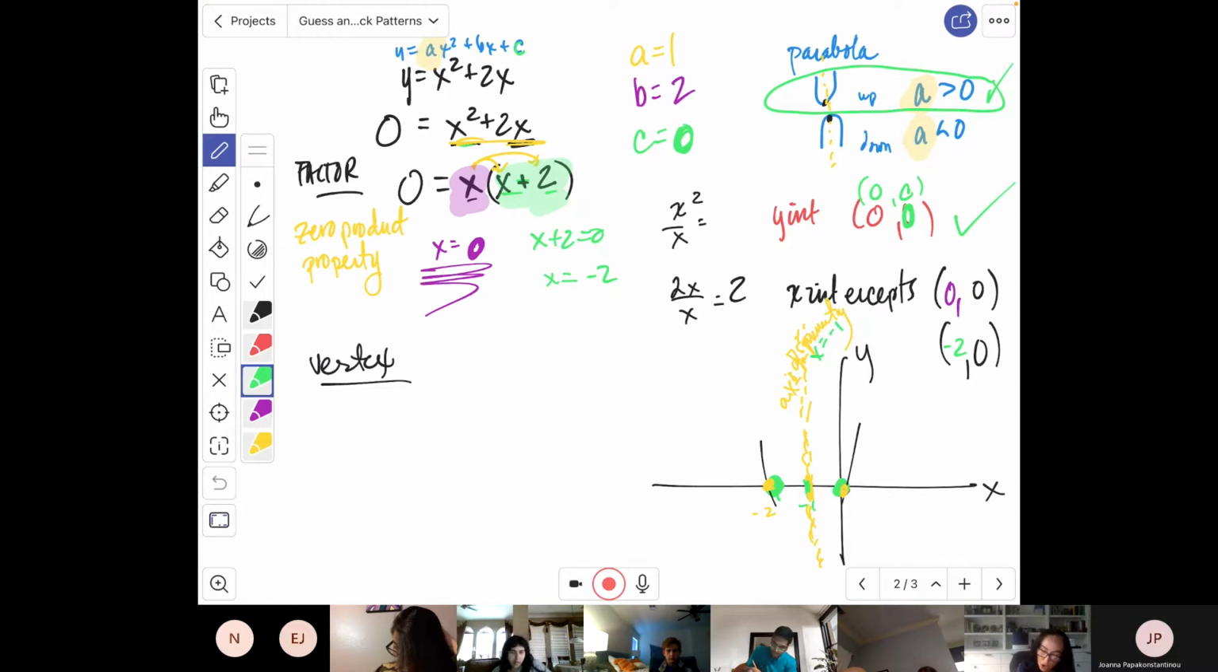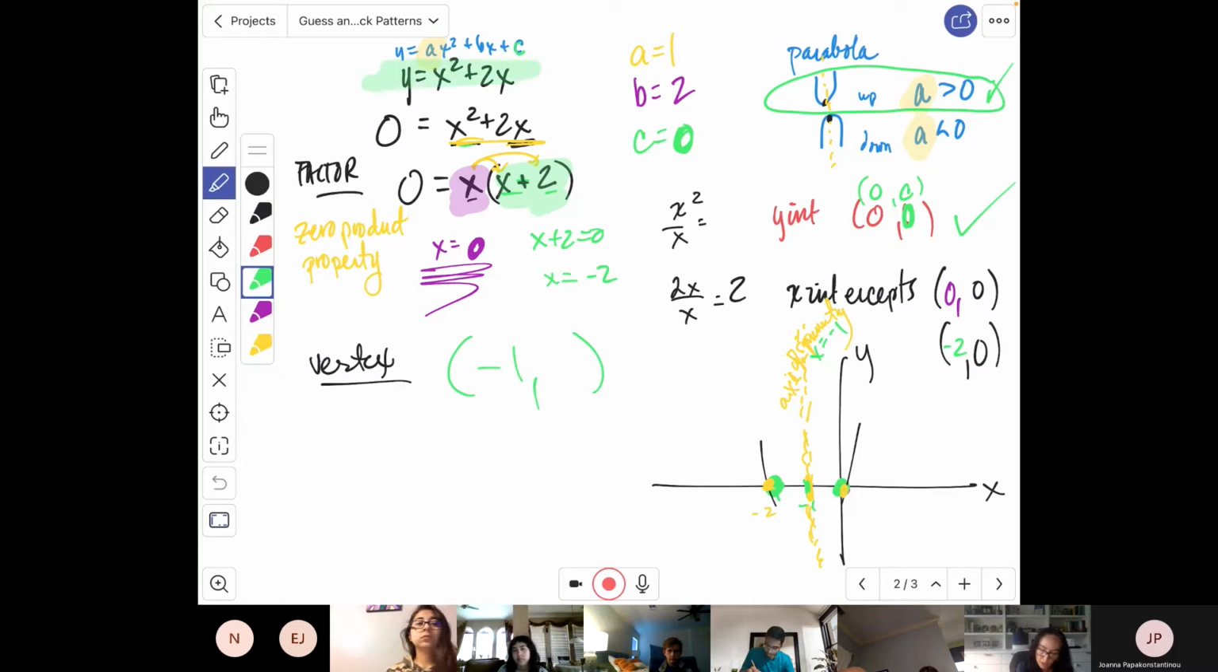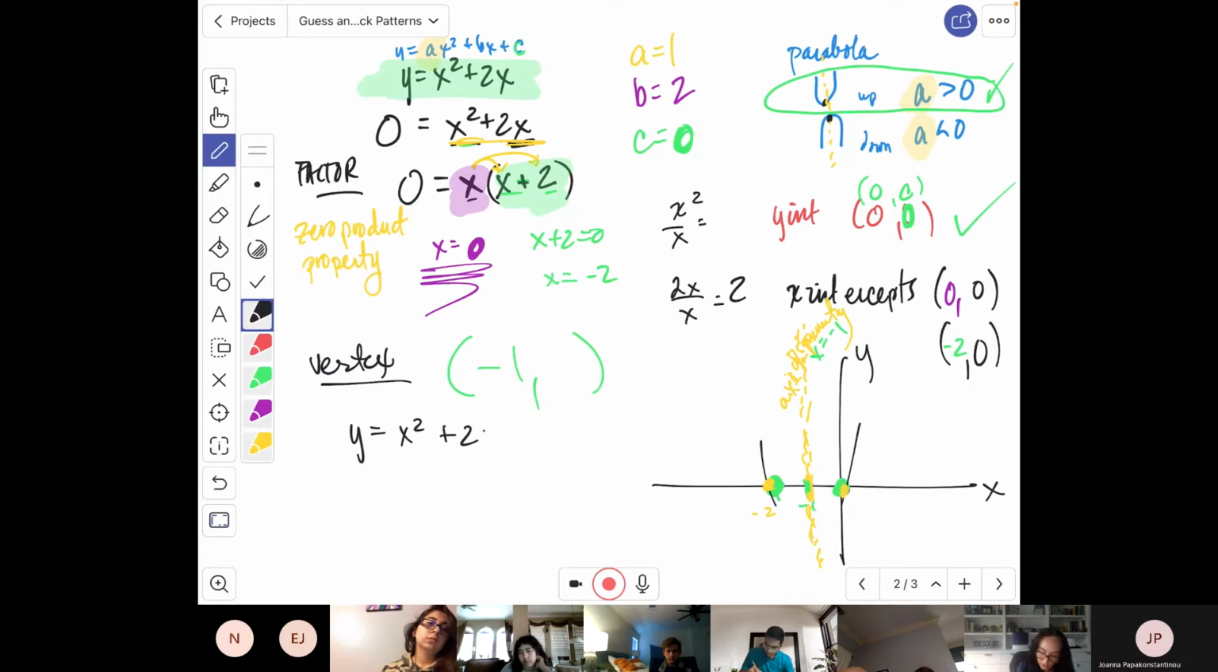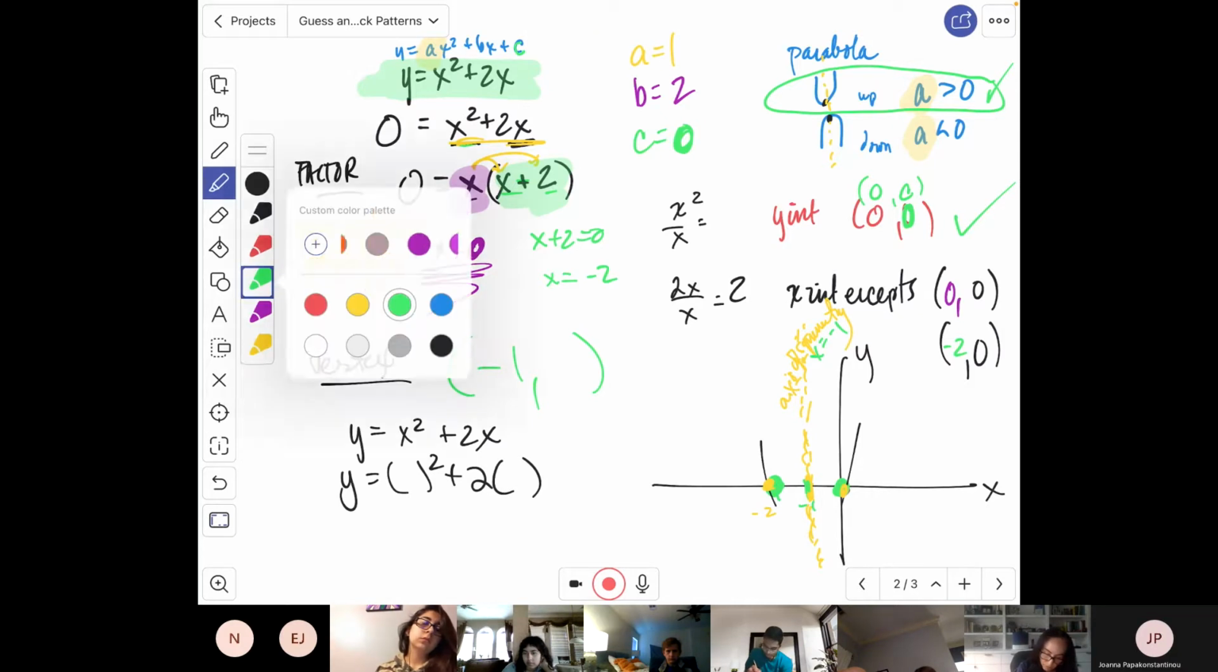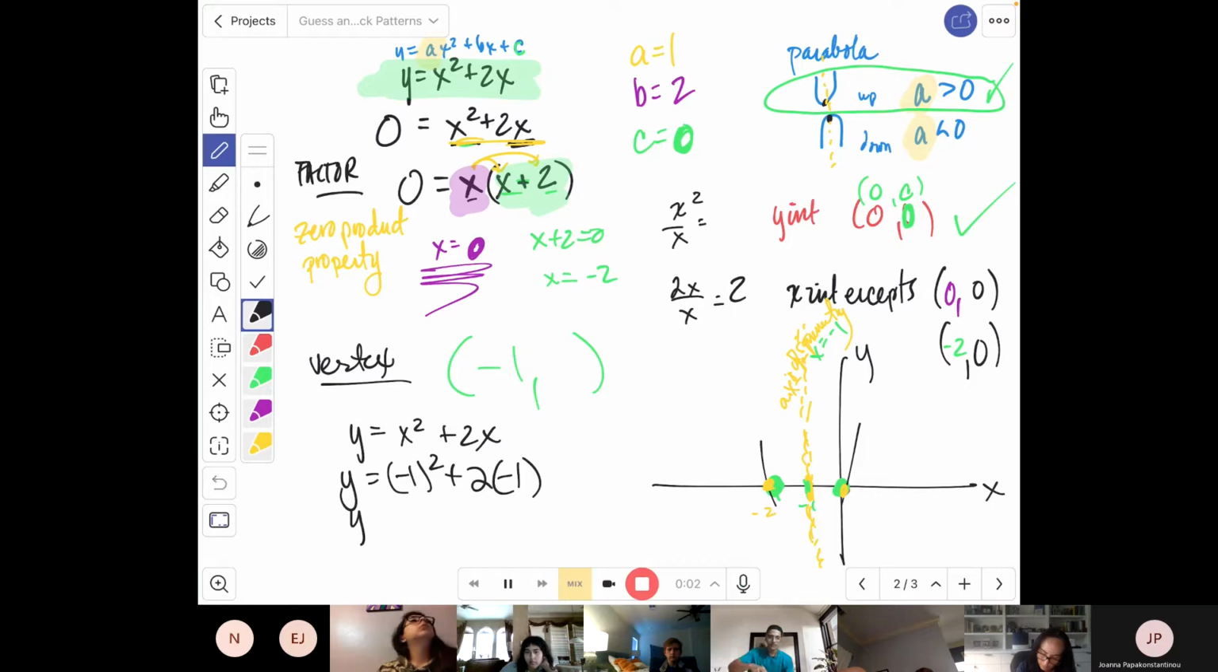So I know that my vertex has an x value of -1, and all I have to do is find the y value. So I could go back to the original equation, and I could substitute in -1 for x, and I could find the y. That's definitely one way to do it. So let's go ahead and do that, and let's find the y value. So what is the y value of your axis of symmetry?